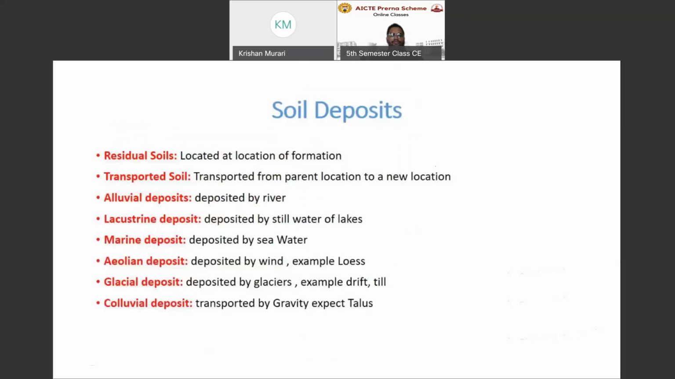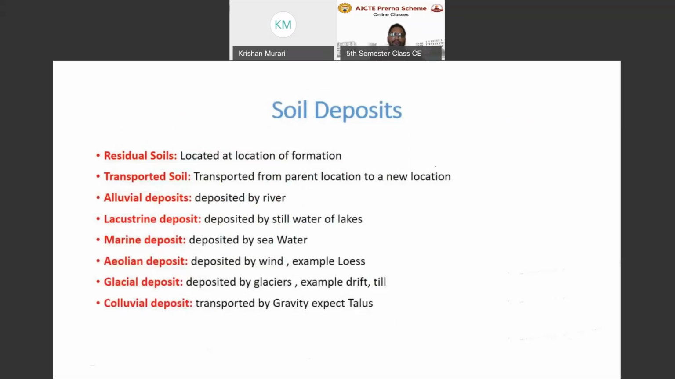According to weathering or formation, we classify soil into different types. First, we discuss residual soil. Residual means soil that is located at its location of formation, where the parent rock has converted into residual soil. All the properties of the residual soil are the same as those of the parent rock. Second is transported soil.